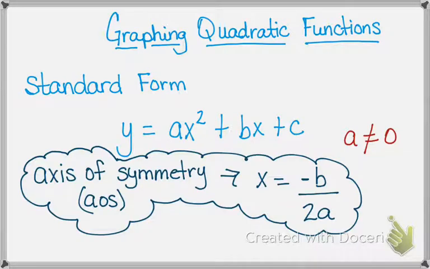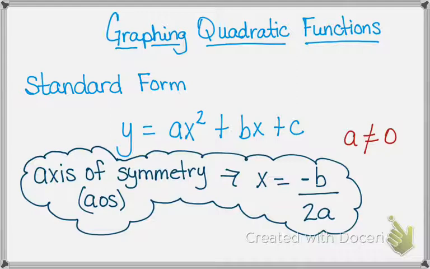Today we're going to talk about graphing quadratic functions. This is the standard form of a quadratic: y equals ax squared plus bx plus c. Knowing that the b or the c can be positive or negative, as well as the a, but the a can never be 0. If it's 0, then of course we have no quadratic.